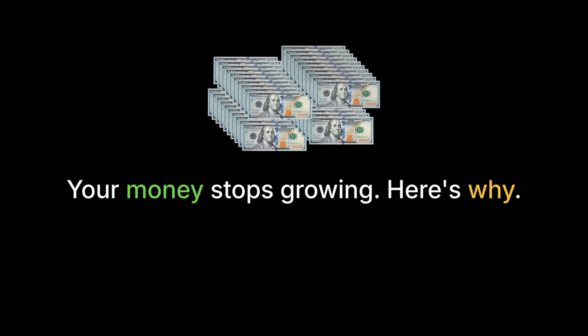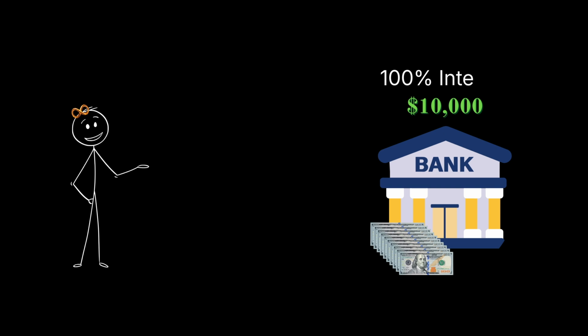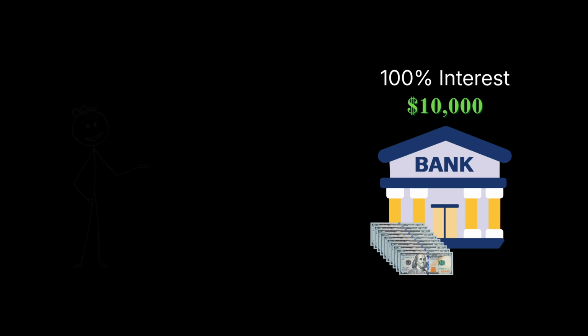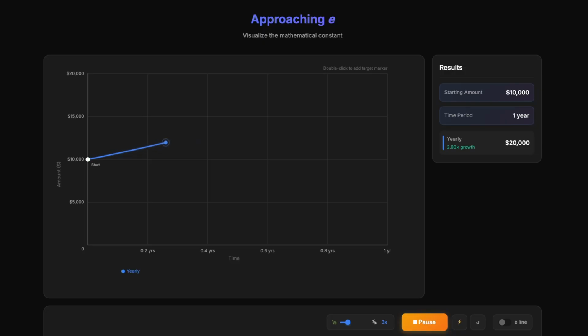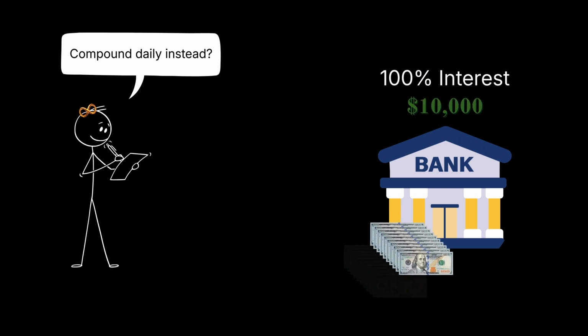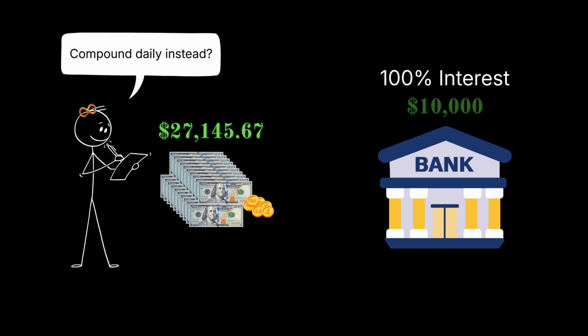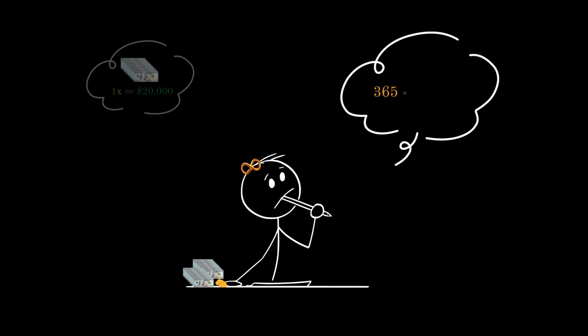Here's something that should bother you. You put $10,000 in a bank at 100% interest. Compound it once a year, you get $20,000. Makes sense, double your money. But compound it daily, you only get $27,145.67.